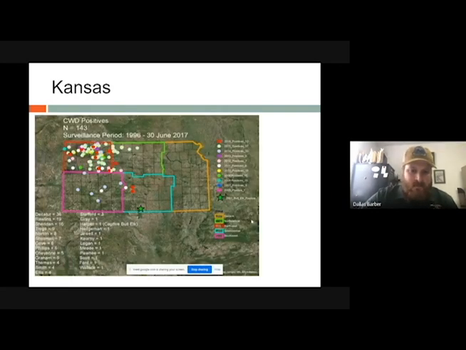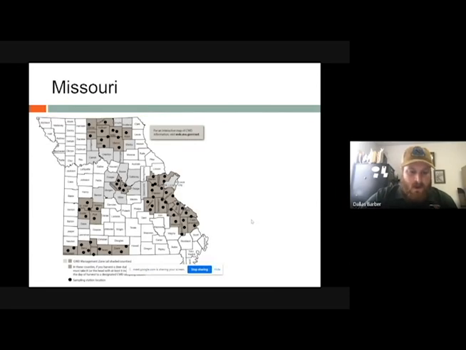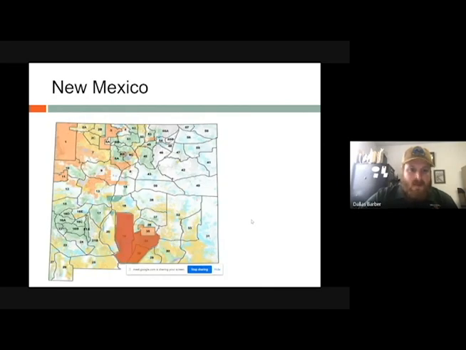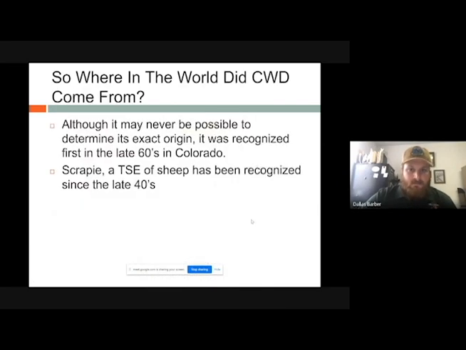This is Kansas's map. Their nearest case is right there, that green star. That was a captive elk facility that was depopulated. Missouri, again, bumping right up against us there in their southwest corner. Positives in New Mexico as well as Colorado.